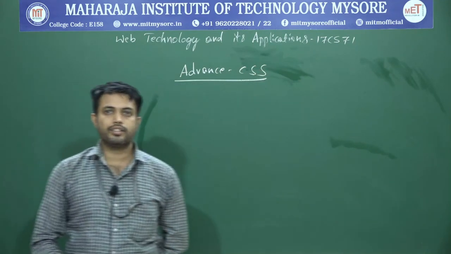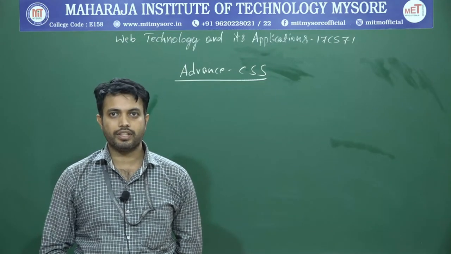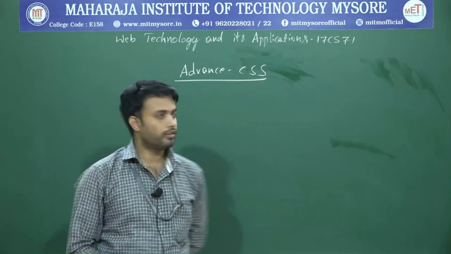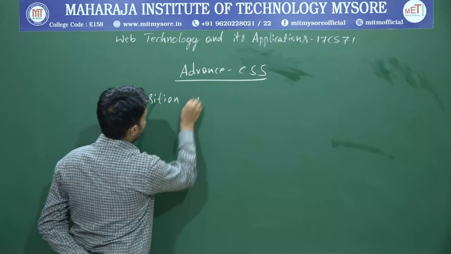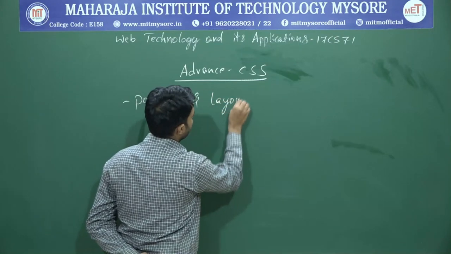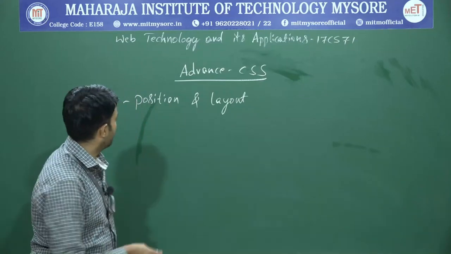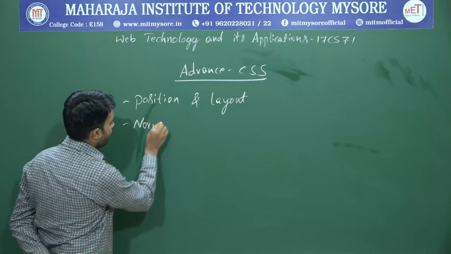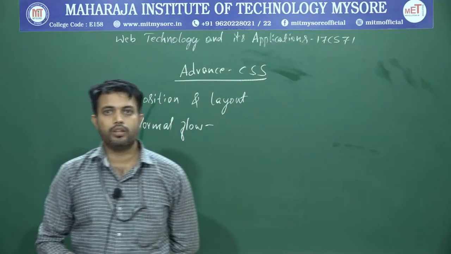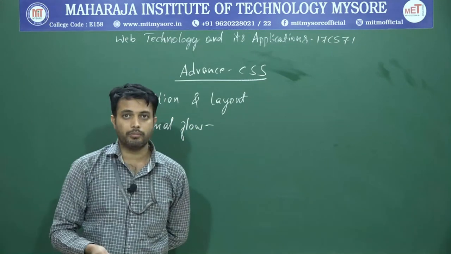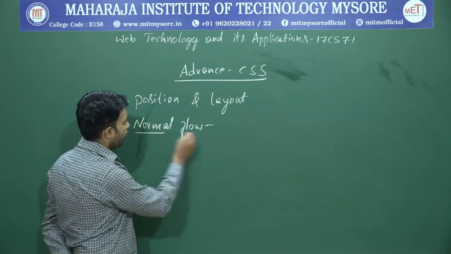Advanced CSS. In this chapter, we are going to discuss the layout of a CSS web page, the position and layout of elements. The actual position and layout of CSS elements is what we call the normal flow. What do you mean by normal flow? It is nothing but how the elements you define are going to be displayed on a web page. That is what normal flow is.